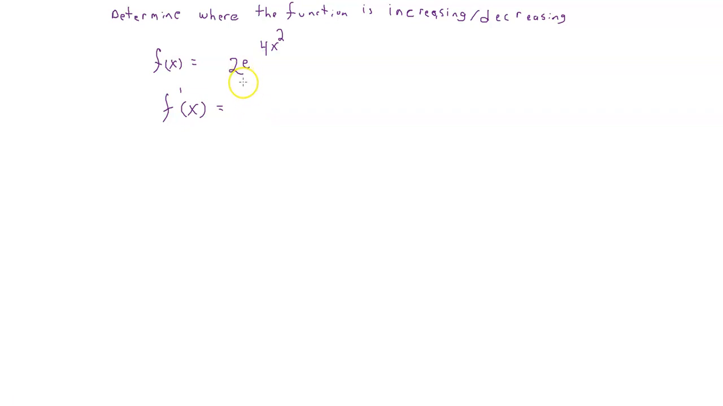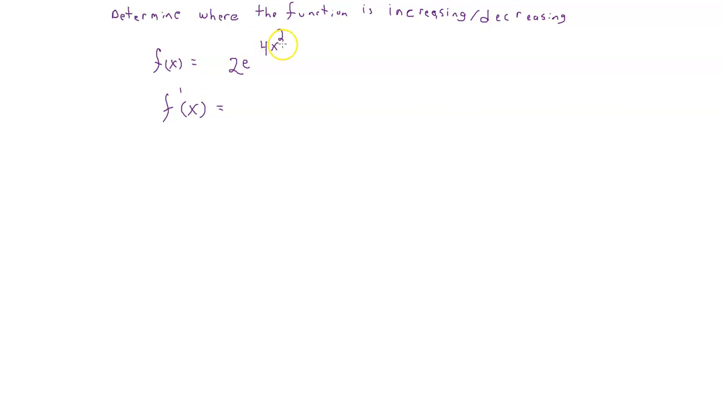Hello, this is Dr. Rody, and in this video I'm going to work this problem where we're going to determine where this exponential function with base e is increasing, decreasing. So here I have an exponential function base e, the exponent here has 4x squared, and my first step here is to find the critical numbers.